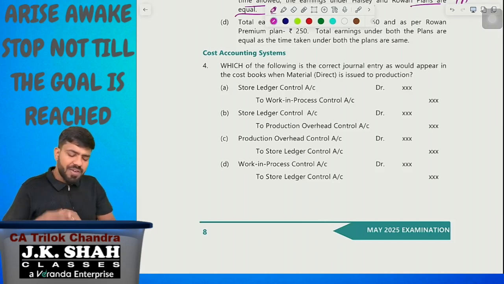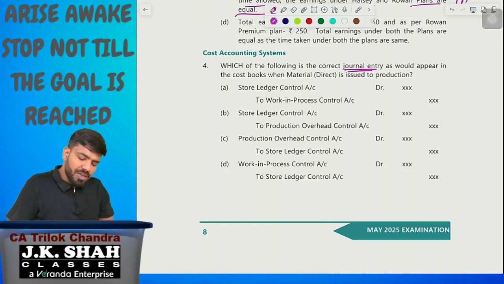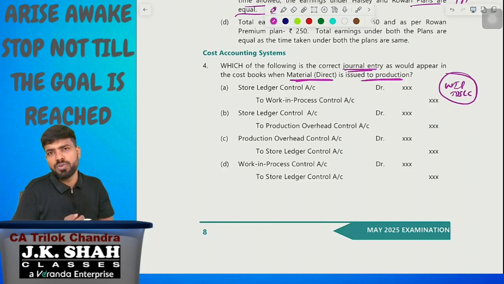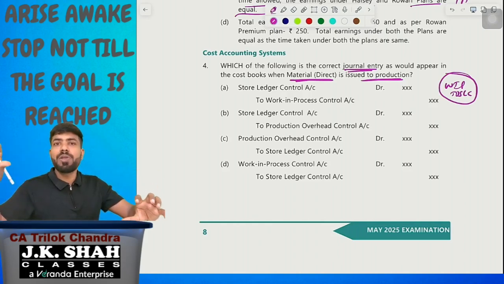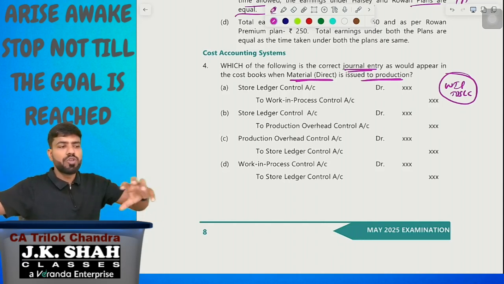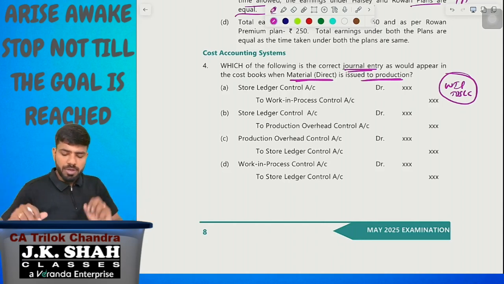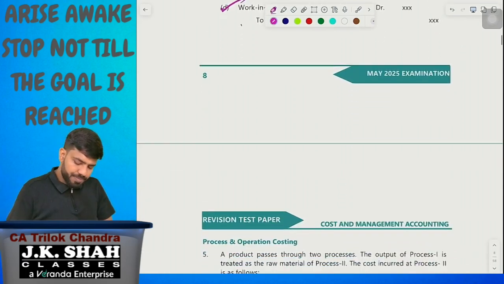Look here. Which of the following is the correct journal entry as it would appear in the cost books when the material is issued to production? Simple. They are asking the journal entry for direct material issued to production. The entry is work in progress to stores ledger control account. From the storeroom, we are issuing it to the factory. The receiving account is WIP, the giving account is raw material. So WIP account debit to SLC account. D is the answer. Fine.